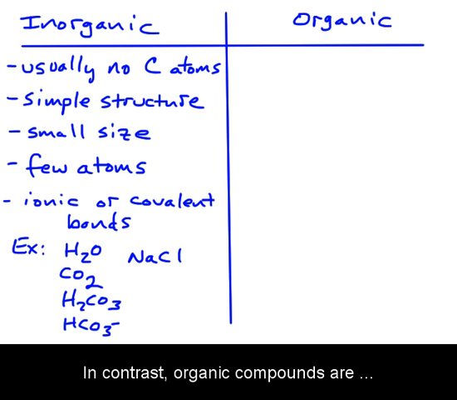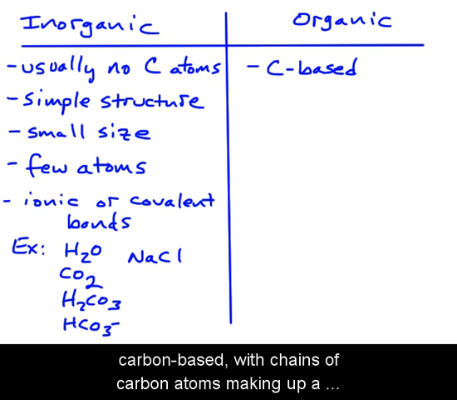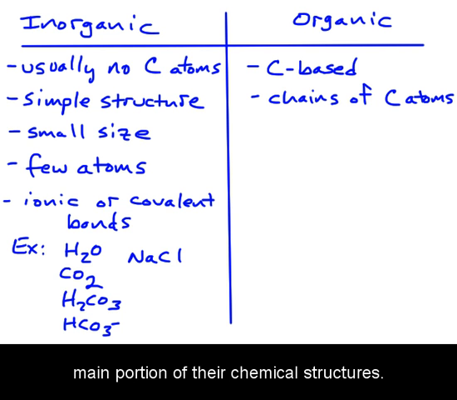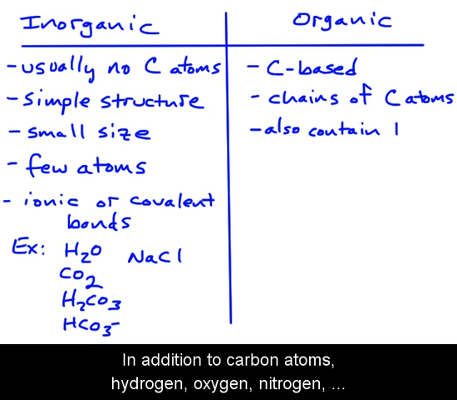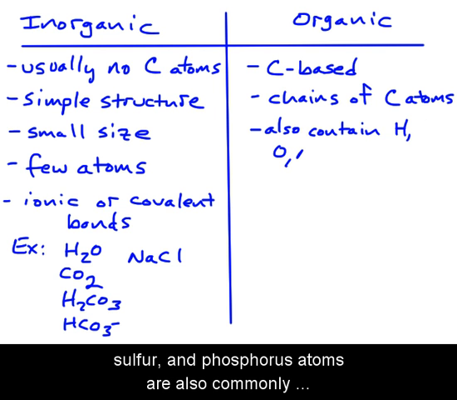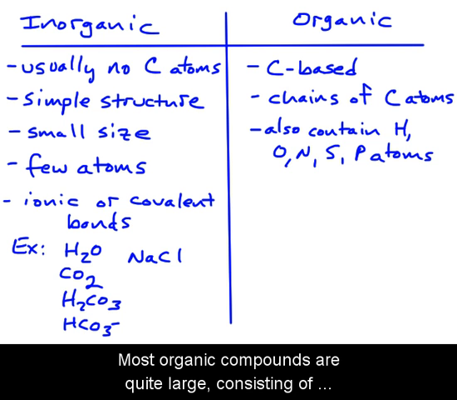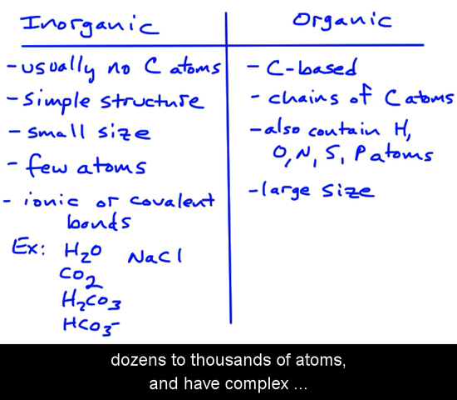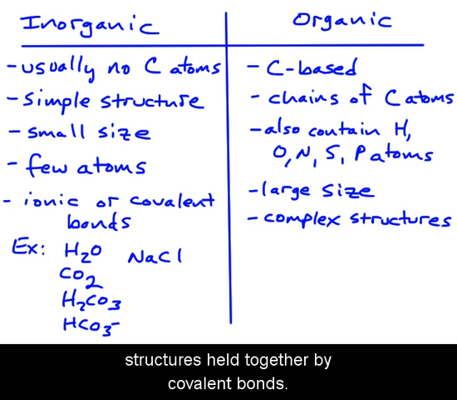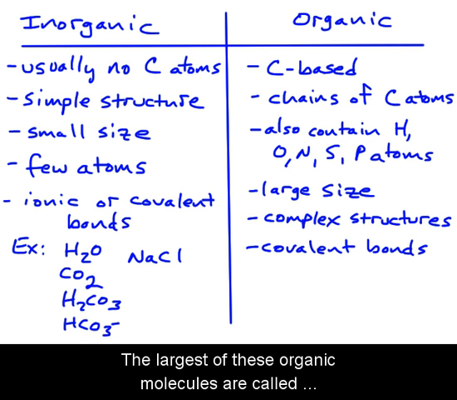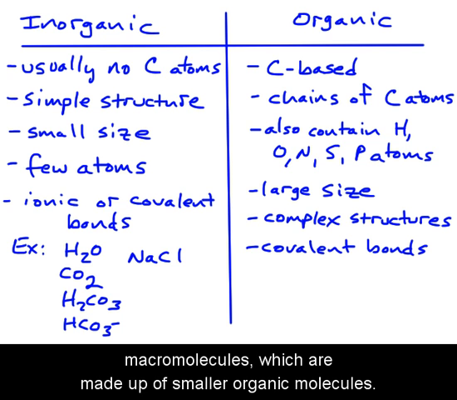In contrast, organic compounds are carbon-based, with chains of carbon atoms making up a main portion of their chemical structures. In addition to carbon atoms, hydrogen, oxygen, nitrogen, sulfur, and phosphorus atoms are also commonly found in the structures of organic compounds. Most organic compounds are quite large, consisting of dozens to thousands of atoms, and have complex structures held together by covalent bonds. The largest of these organic molecules are called macromolecules, which are made up of smaller organic molecules.